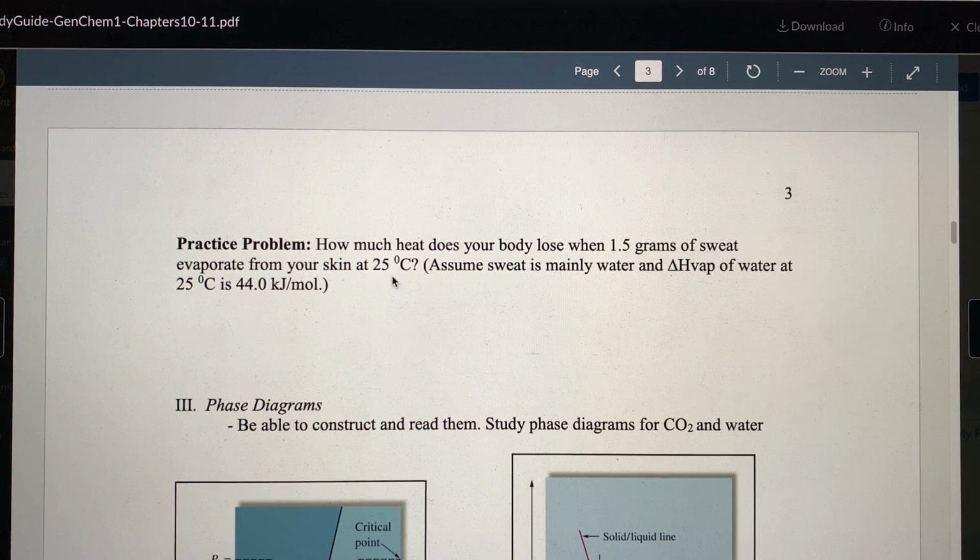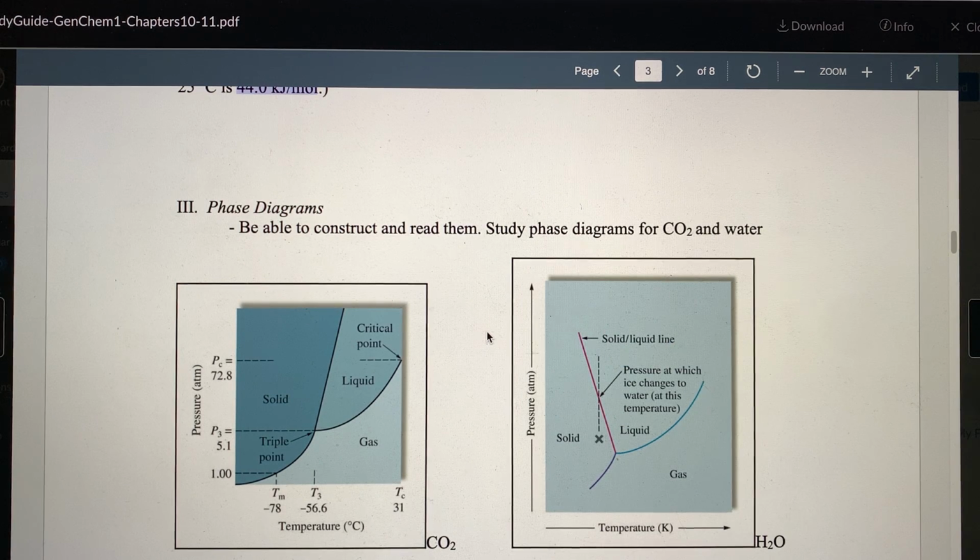And in that case, it's very simple. You don't need the temperature for the calculation. You just need the 1.5 gram, and that's mainly water, convert it to moles. So you take the 1.5 gram divided by the molar mass of water, which is 18.02, and you get the number of moles. And then you multiply it by the heat of evaporation, here given as 44.0 kilojoule per mole, and you should get the answer. Okay, should be 3.66 or something like that. All right, so give that a try.